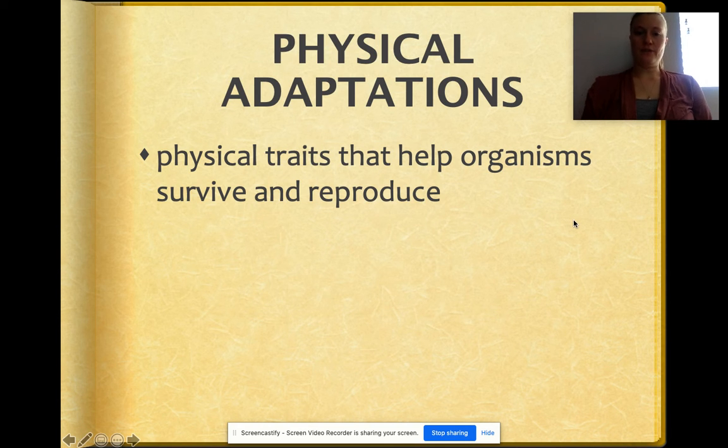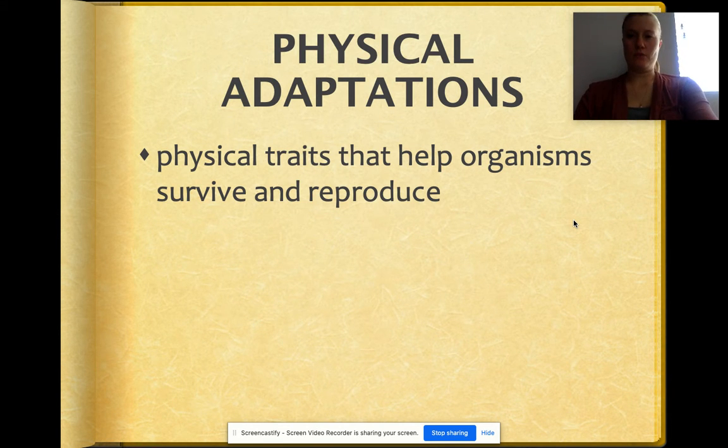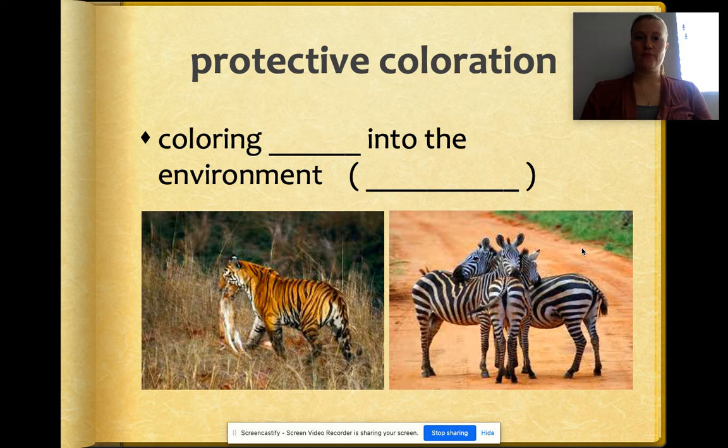All right, so today we're going to be talking about some physical adaptations. I know that we've talked about this a little bit in school. Most of you understand most of the physical adaptations that are out there, but this is a good review for you. Physical adaptations are physical traits that help an organism survive and reproduce.